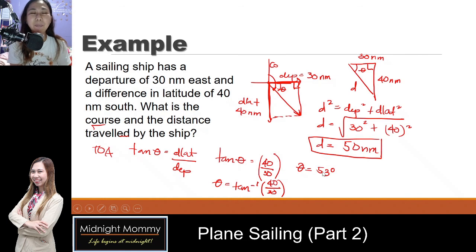Ni-round off ko na to. Pero ang tinatanong is yung course. Kaya dapat, course is equal to, okay, so mapapansin nyo kung ito yung ating theta, kailangan pa nating i-add itong angle na to. At itong angle na to is equal to 90 degrees. Kaya course is equal to 90 degrees plus 53 degrees.